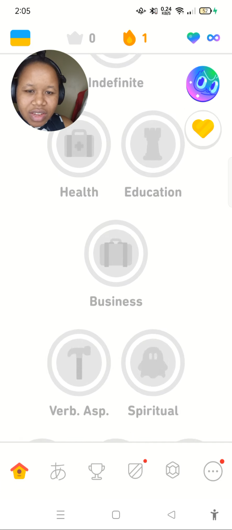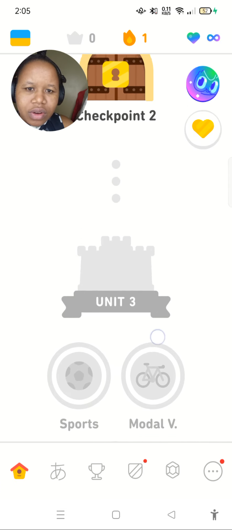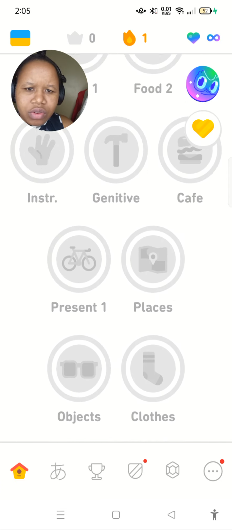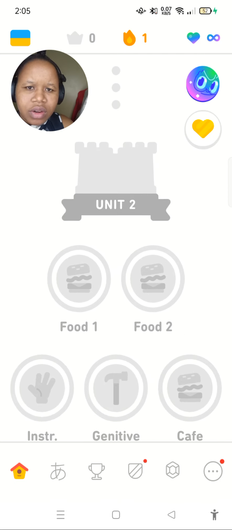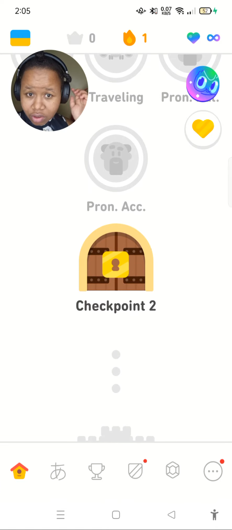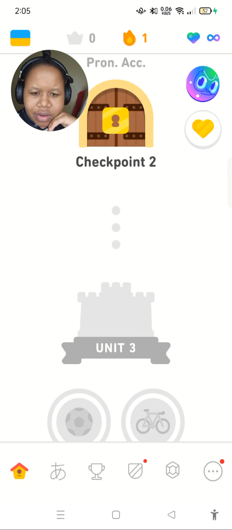Now, unit 3, there's another checkpoint. So there's a checkpoint for every unit. Wow, this is interesting, that's new. Wow, Ukrainian is easy to learn. I don't know why they have it different.